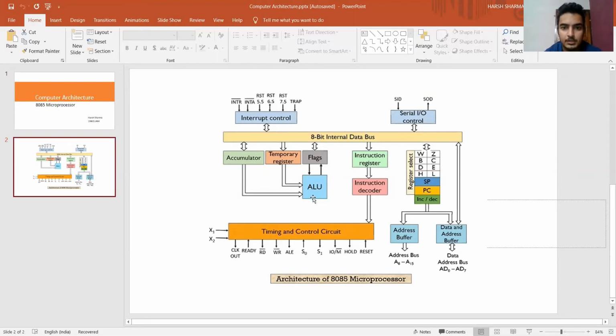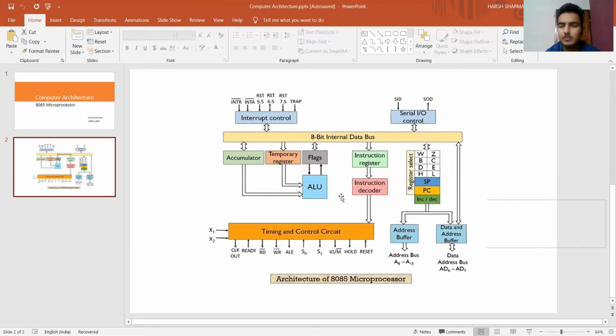And the ALU, that is the arithmetic logic unit, has a size of 8-bit. It is the heart of the microprocessor. Arithmetic means add, subtract, multiply and divide operations, and logic means operations like AND, OR and XOR. The size of the ALU is 8-bit, and that's why the whole microprocessor is known as an 8-bit microprocessor.